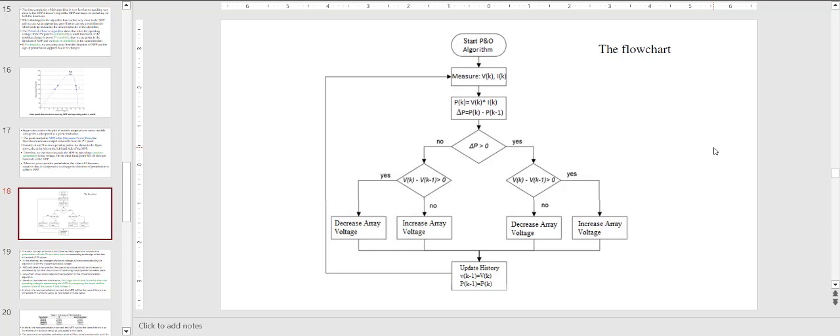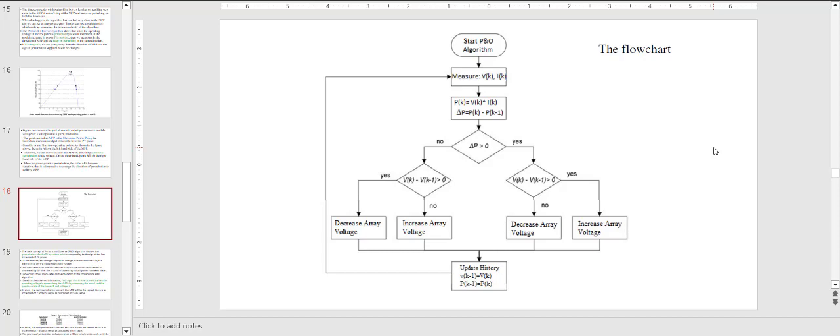If the voltage is slightly increased or decreased initially, say in the first step it is increased, we see whether power is increased or decreased. Suppose power is increased, that means delta P is greater than 0. Then we check Vk minus Vk minus 1, whether the output voltage is increased or not. If yes, then increase the array voltage further and continue the process. If no, if Vk minus Vk minus 1 is less than 0, or negative, decrease the array voltage and continue.